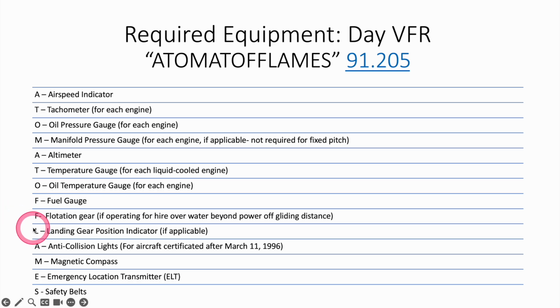For retractable landing gear, you need a landing gear position indicator, anti-collision lights. So anti-collision lights will be strobes, and those are also going to be a beacon. Magnetic compass, and like we looked at before with the aero checklist, compass deviation card as well. ELT also required, and safety belts. So again, that's for day VFR. There's additional items for night that we'll look at.